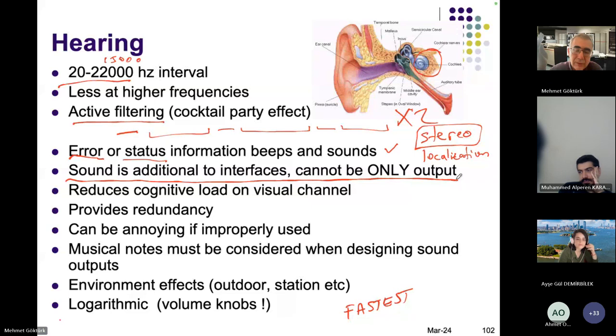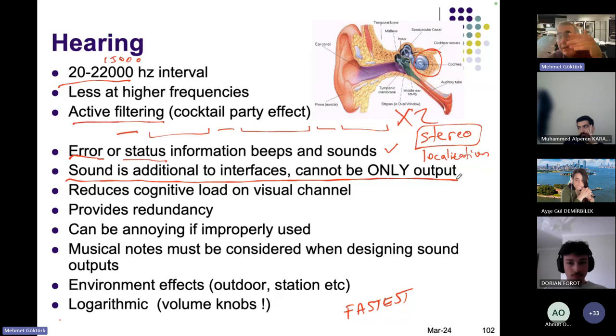It should be complemented with the sound, because you may not hear the sound because you might be listening to music or you might be deaf. The environment is very noisy sometimes, so you may not hear it. Therefore, it shouldn't be the only output, it should be complementary. However, it is so important and significant. It reduces the load on the visual, which is what we want.